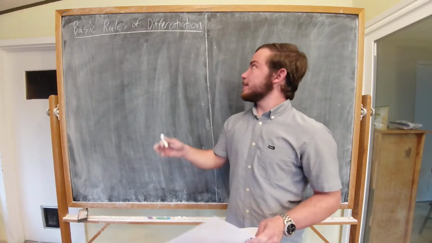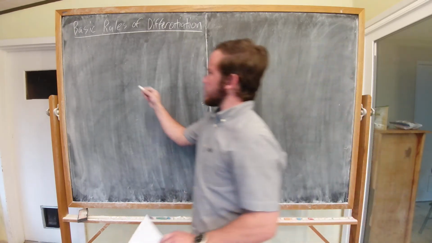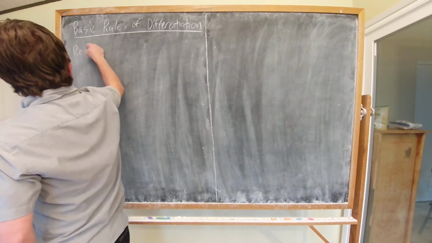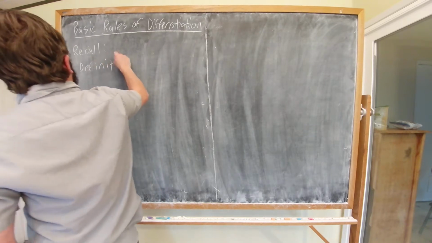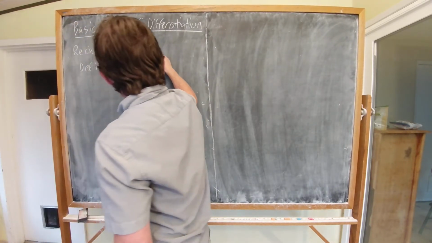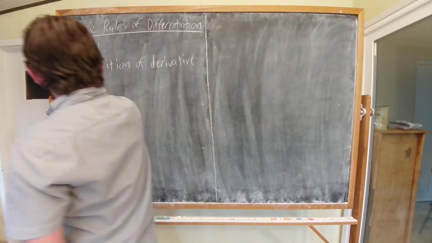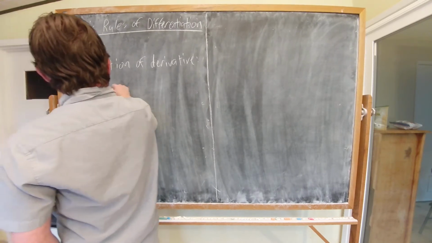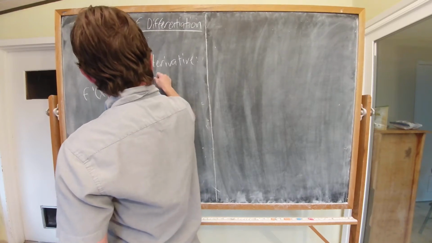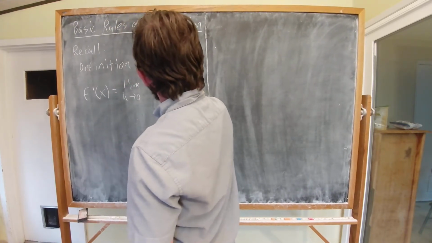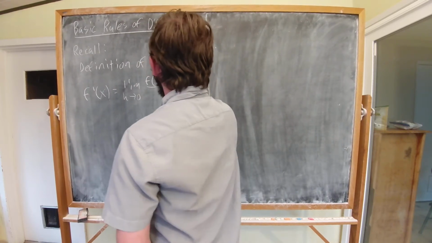Everybody, welcome back. In this video, we are going to be talking about basic rules of differentiation. Recall from our previous video that the definition of a derivative involves a limit. The definition of our derivative is f prime of x equal to the limit as h goes to 0 of f of x plus h minus f of x divided by h.